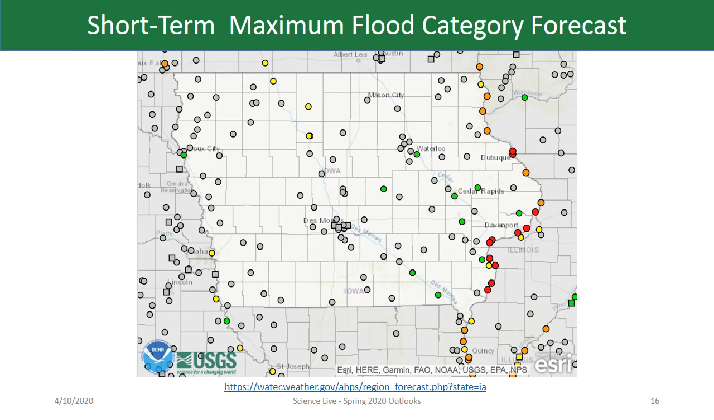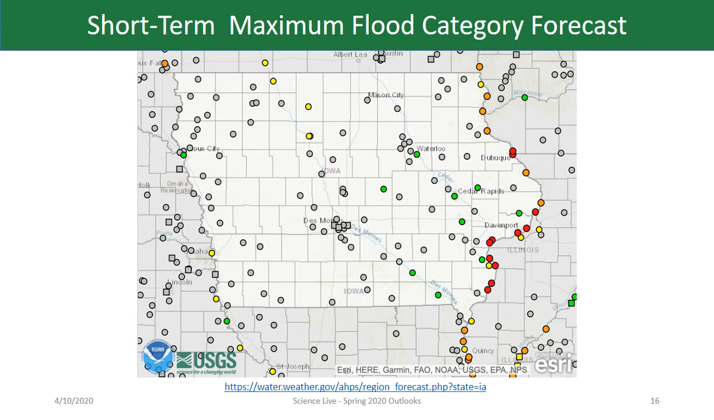Thanks to our friends at NOAA and the United States Geological Survey, we have this plot that shows short-term maximum flood category forecast. So these are river gauge forecasts for the next 7, 10 days that give us an indication of existing flooding or flooding that will occur moving into the short term. So I'll draw your attention to the western part of the state, and you'll note no real colors. We're not really indicating any kind of flood risk right now. Maybe some minor flooding in southwest Iowa, but nothing like we saw last year.